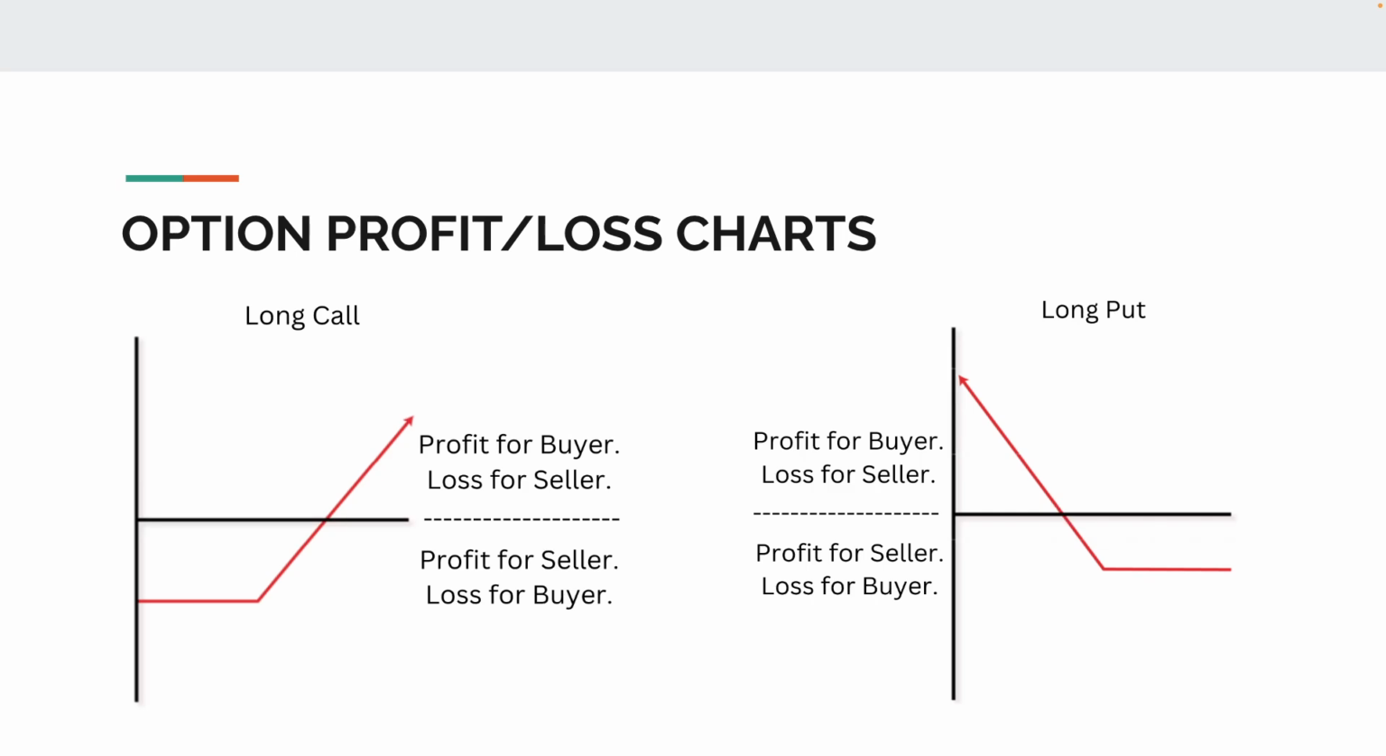Here's another way of looking at the profit diagram for buyers and sellers of options, and that's by just looking at the profit chart for a long call or long put. We have the profits up here, losses down here, and the horizontal line is the stock prices. Remember that the stock price will increase as you go towards the right.